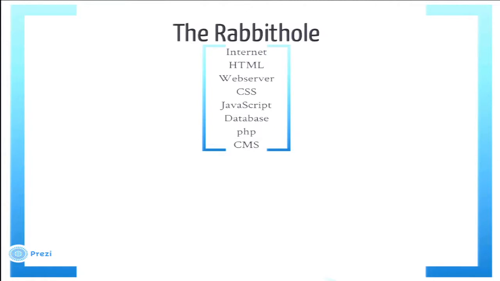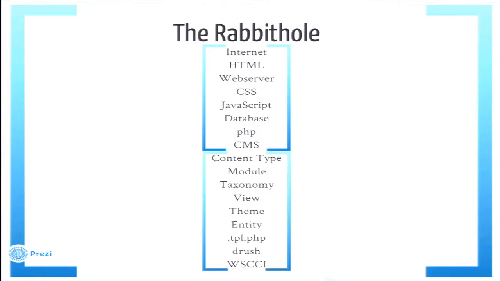One more time, next set of words. This is the Drupal stuff. Content type. Okay, seeing some hands go down. Module, taxonomy, we're losing some more people. View, theme, entity, tpl.php, or tipplefip. Drush, or whiskey.